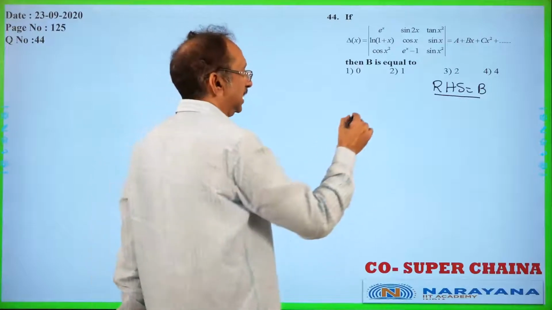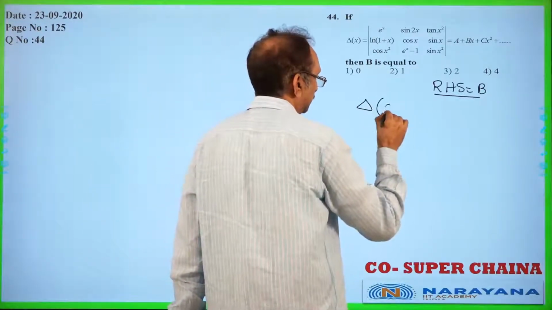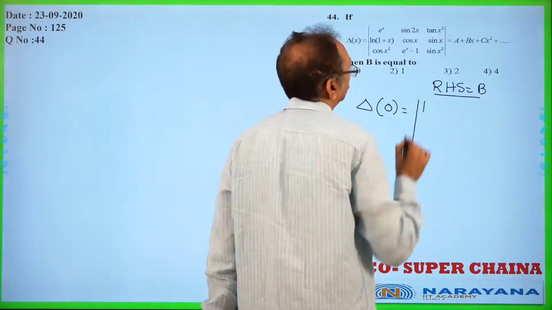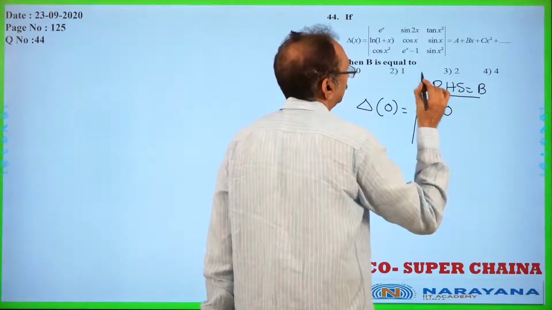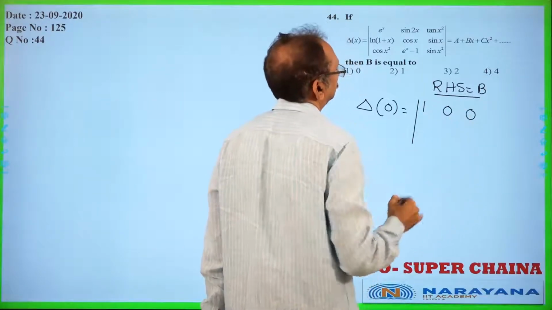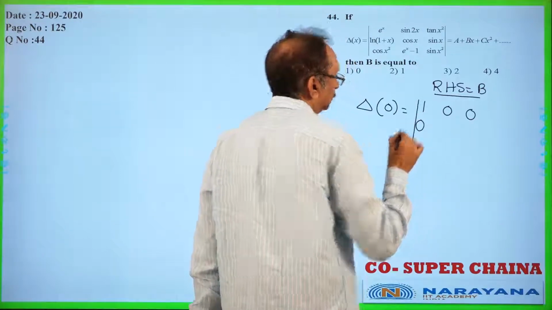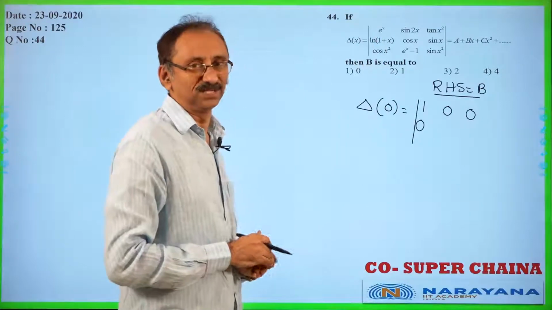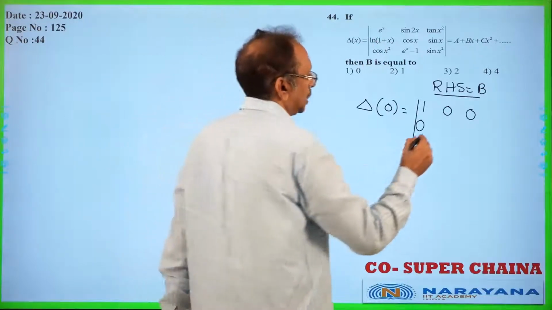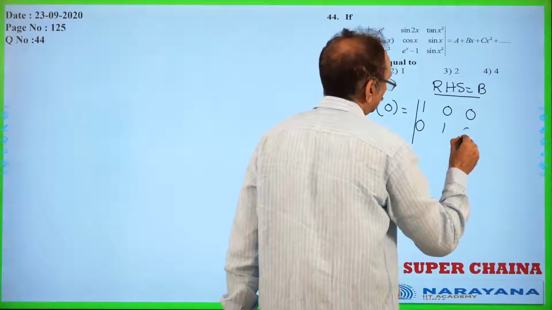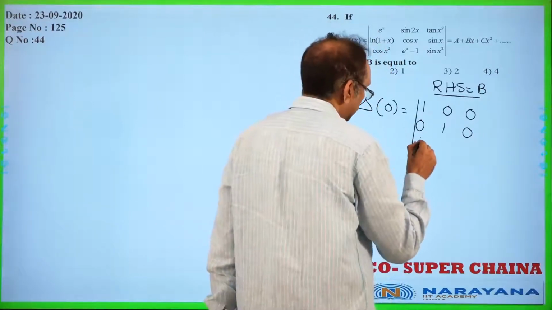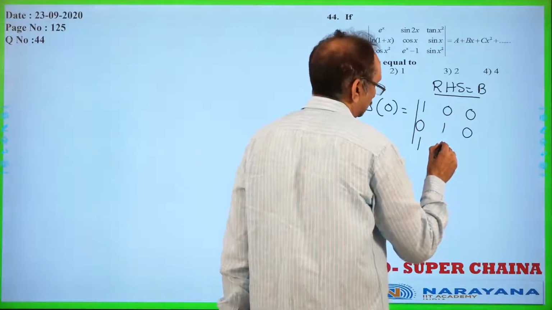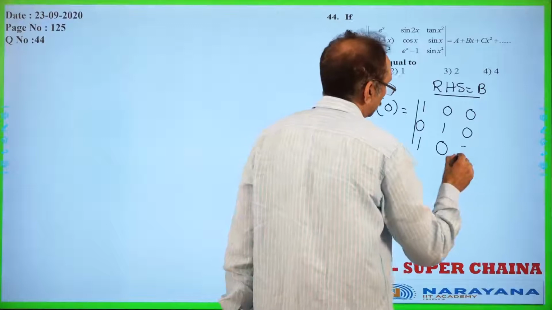And once again, what I will do is, first of all I will find delta at x is equal to 0. E power 0, 1. Sin 0, 0. Tan 0, 0. Log 1, 0. So why log 1? Putting x is equal to 0, you will get log of 1 plus 0, log 1, that is 0. Cos 0, 1. Sin 0, 0. And cos 0, 1. And e power x, that is e power 0, 1 minus 1, 0. And sin 0, 0.